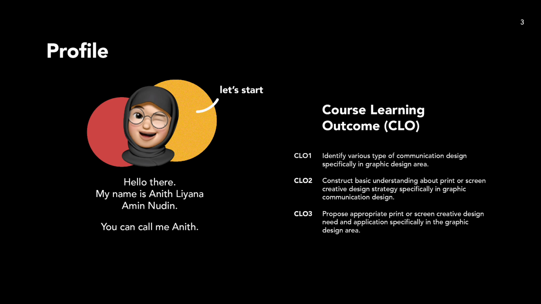This is an introduction for the course GDT218 Communication Design. From this course, you will learn three main learning outcomes, which are CLO1, identify various types of communication design, specifically in graphic design area. CLO2, construct basic understanding about print or screen creative design strategy, specifically in graphic communication design. And CLO3, propose appropriate print or screen creative design need and application, specifically in the graphic design area. Let's start.